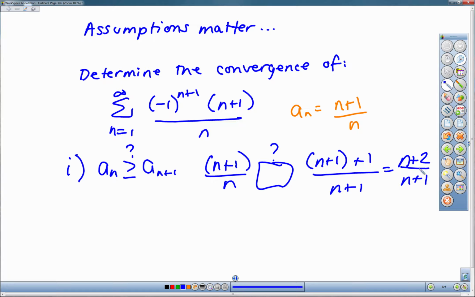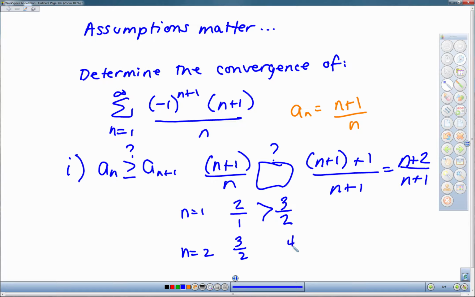Now, if you're trying to figure out how this expression relates to this expression, try plugging in some values for n and let's see what happens. When n equals 1, we would have 2 over 1. How does that compare to 3 over 2? Well, that's definitely the case. What happens when n equals 2? We have 3 over 2, and on this side 4 over 3. So we have 1.5 versus 1 1/3. Clearly the sequence on the left is larger.